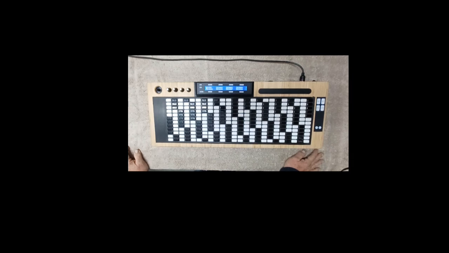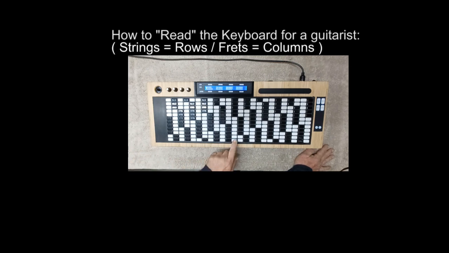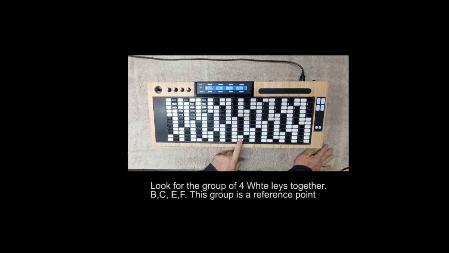The black and white pattern may look confusing at first, but if you look closely at the bottom row of keys, you can see that you're looking at a 2-octave section of a piano keyboard. Notice the C natural in the lower left-hand corner. This is your lowest note. Now find the C natural 1 octave up. This is in the center of the keyboard.